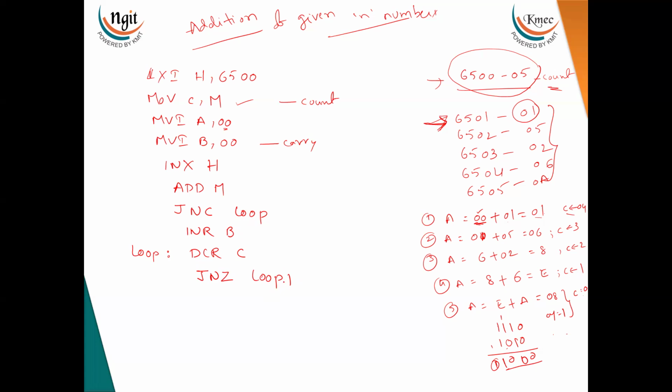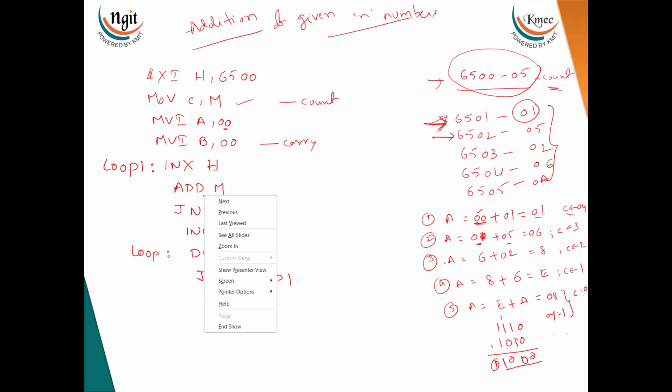Where it is supposed to go, it's supposed to go to the increment H. Why? Because if I go here, then carry will be initialized to 00, and I have to store this carry. So now here, this accumulator value should be added with the next location content, which is 6502. So I have to increment the location and add that value to the accumulator. The accumulator value is the earlier addition result, so 01 is added with 05, and the sum is in the accumulator only.